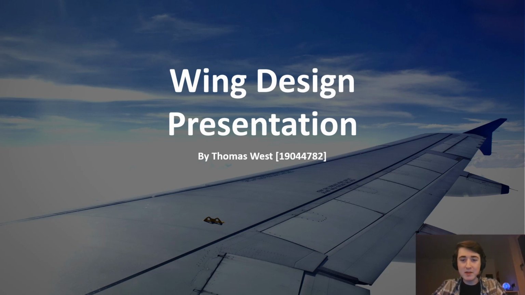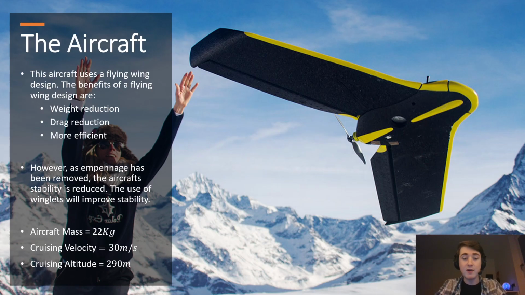My student number is 1904478 and today I will be presenting the wing I've designed for a small RPV drone, along with its design process and any improvements I've made along the way. So the aircraft we are designing the wing for is a small flying wing remotely piloted vehicle like the EBSQ agricultural drone, as you can see in the photo on this slide.